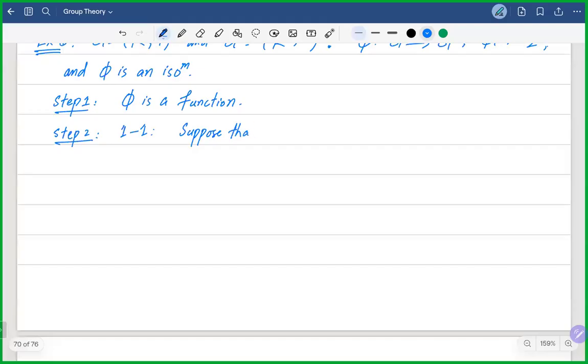Now prove that it is one-to-one. Suppose that 2 power x is equal to 2 power y, then log at base 2 of 2 power x is equal to log at base 2 of 2 power y, and therefore you can write x is equal to y. Step 3.